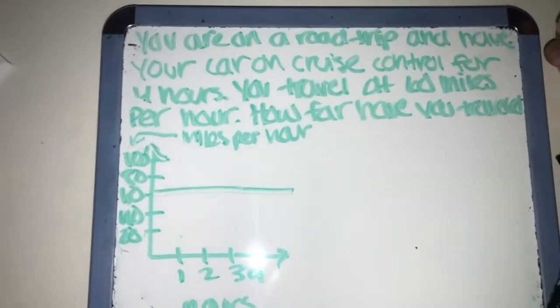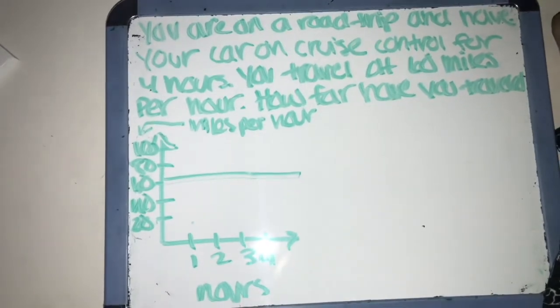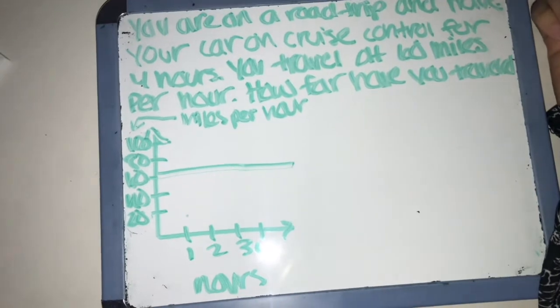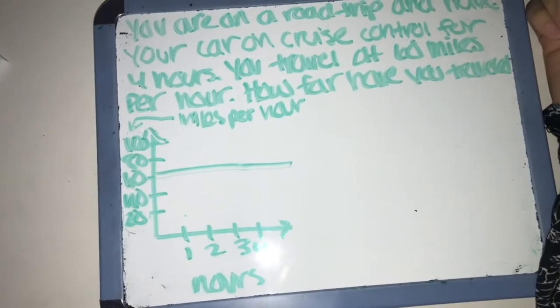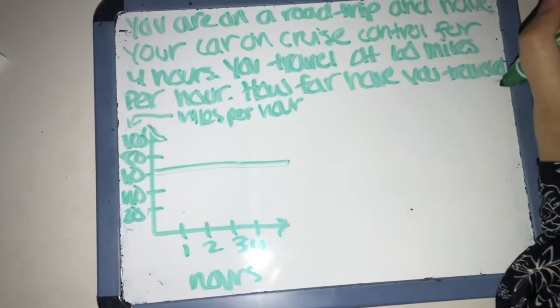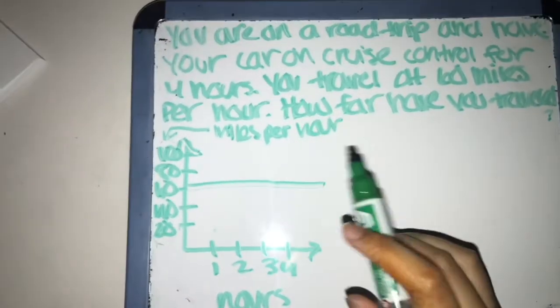So you are on a road trip and have your car on cruise control for 4 hours. You travel at 60 miles per hour, and how far have you traveled? I don't know why I did not put a question mark right there, so I kind of made a mistake.